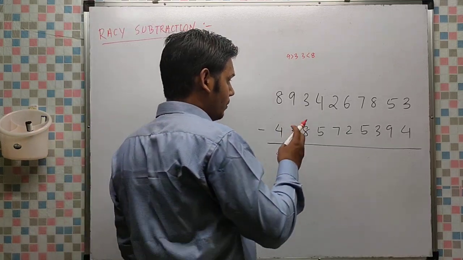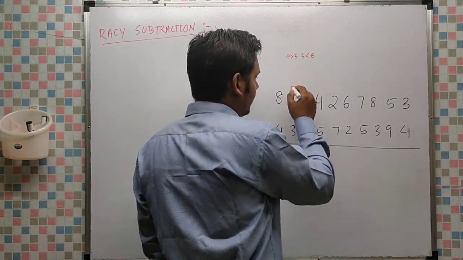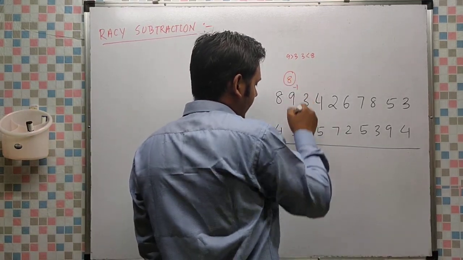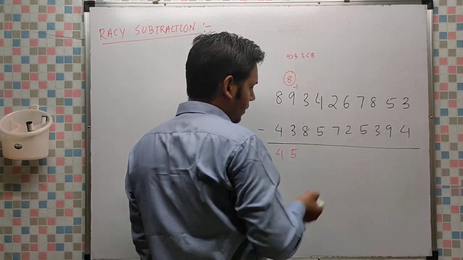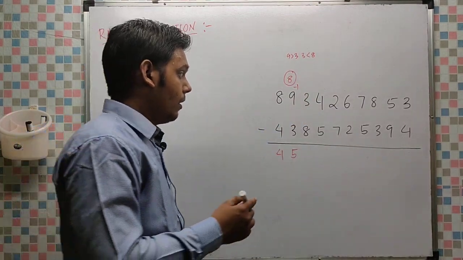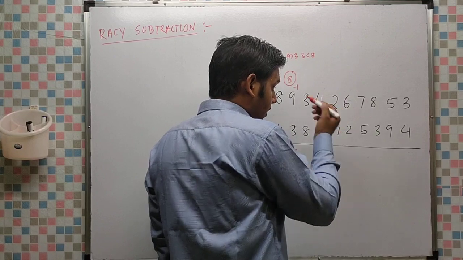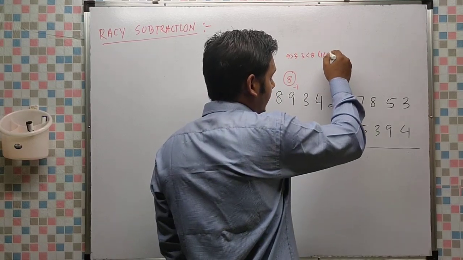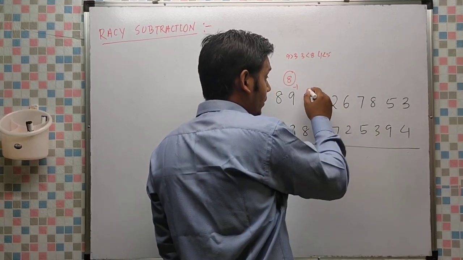So what you have to do? This number will be decreased by 1. Now we have 8, and 8 minus 3 is possible, so that is 5. Now 4 is less than 5. So what you have to do?